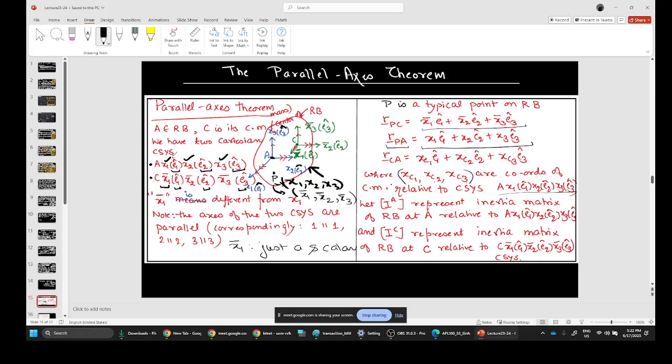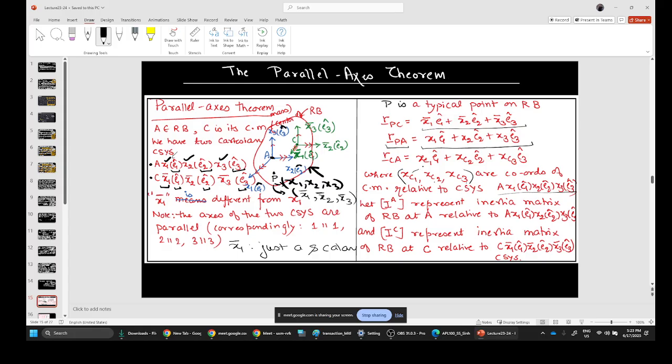Right? Point C, listen to me again. Point C will have its coordinates measured from the green coordinate system as 0, 0, 0. Why? Because C is the origin of the green coordinate system. But if I try to write the coordinates of C measured from the blue coordinate system, it will in general be not 0, 0, 0. It will be something, and that something I am saying is xc1, xc2 and xc3. These are the coordinates of C.